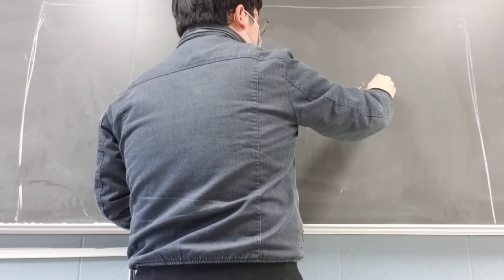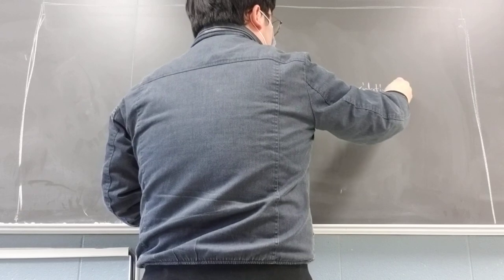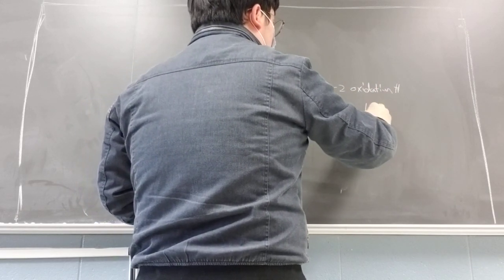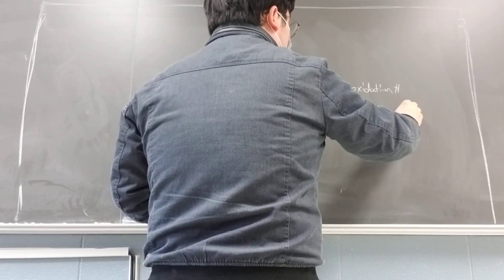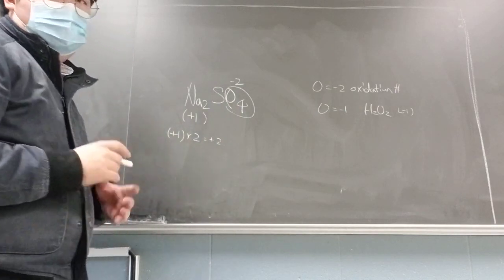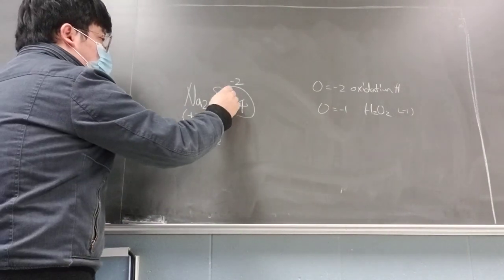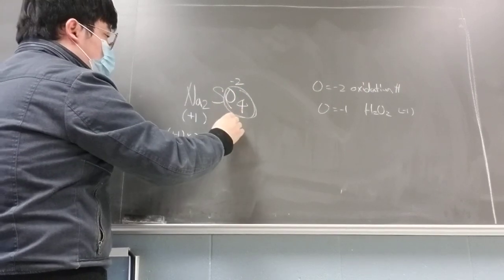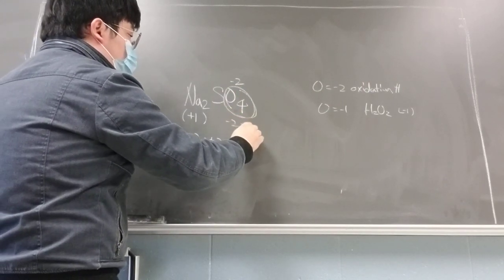This is always true unless they're in the peroxide side. In the peroxide side, they're -1. But except the peroxide side, oxygen is always -2. It's the second last column here, which is -2, but there are 4. So that makes what?